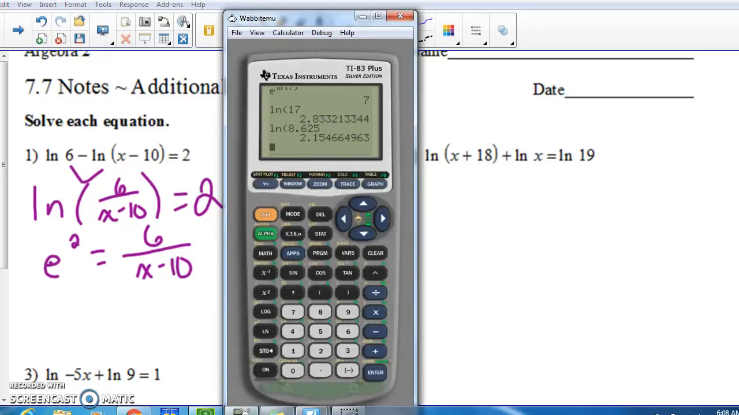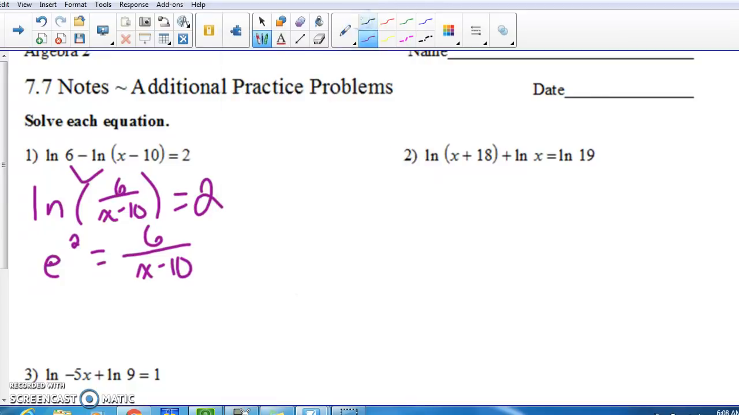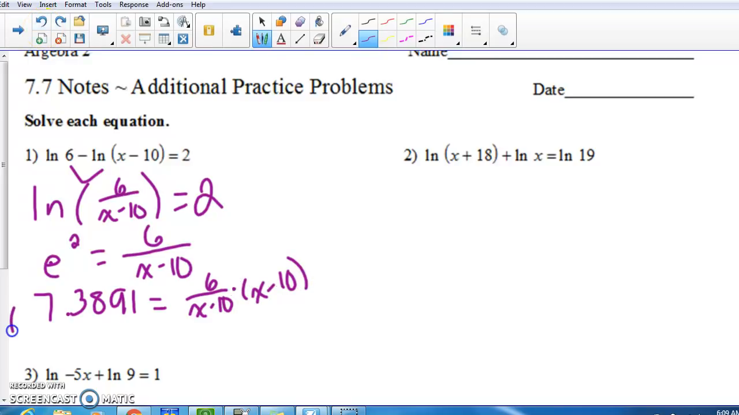Well, e squared is just something I need my calculator for. So if I go to e squared, it tells me that's roughly 7.3891. So I have 7.3891. Okay, so then, just like before, I have to multiply both sides by x minus 10. On the right, I just have 6. Those guys cancel. On the left, I have to distribute.